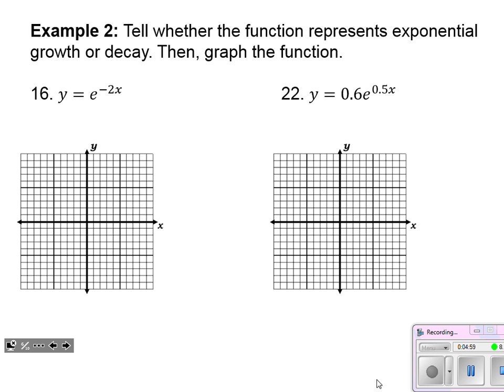So for the first one, number 16, I do notice that it's e to the negative 2 times x power. That is indicating that it has been flipped, and it is now representing decay, because the x has been negated. It's a horizontal flip of that graph, whereas a typical e to the x function would grow exponentially. This one has been flipped, so now it falls exponentially. It is modeling decay. And that negative sign tells us all that.